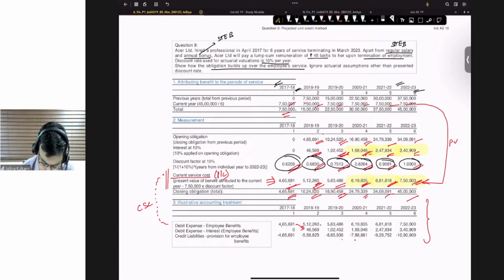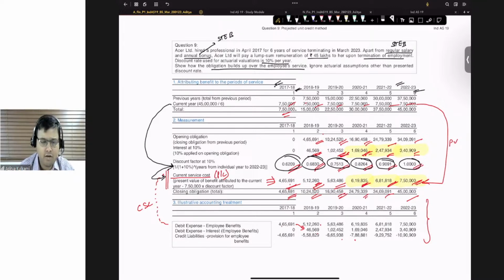So 7,50,000 into 0.6209 gives you 4,65,691. Have you understood this part? Yes. So this becomes the closing balance. Next, 7,50,000 into what is the next discounting? 0.683. That gives you 5,12,260. So I am multiplying this figure with the discounting rate to arrive at something known as current service cost.